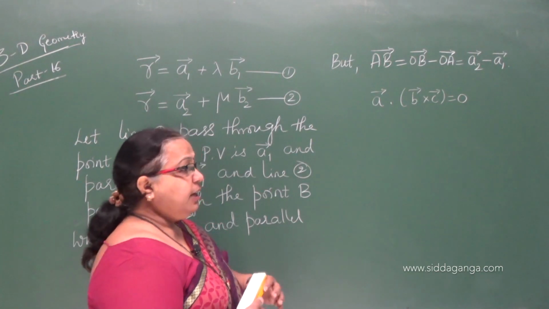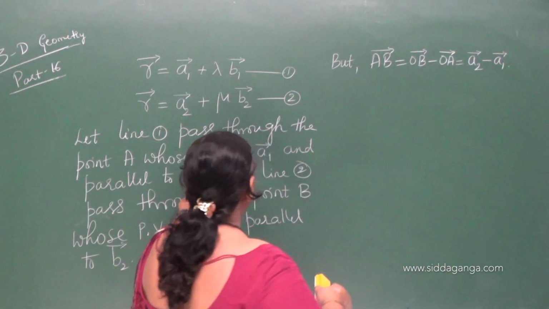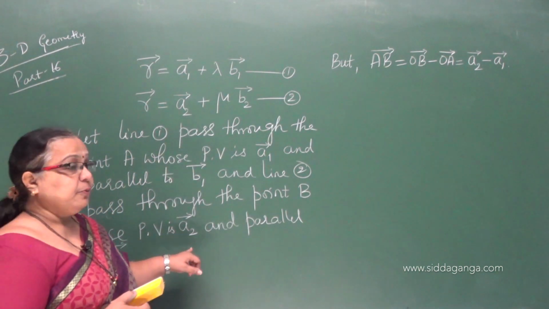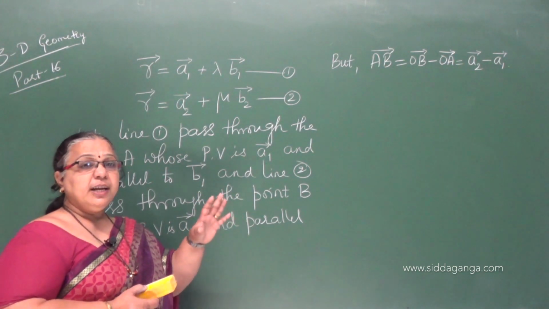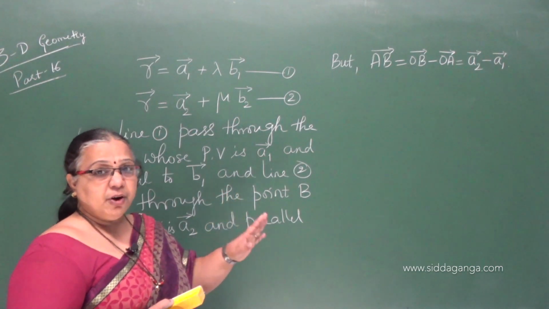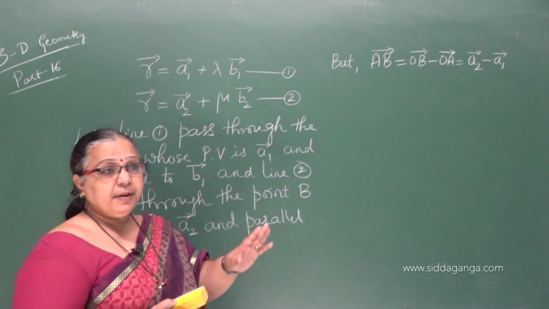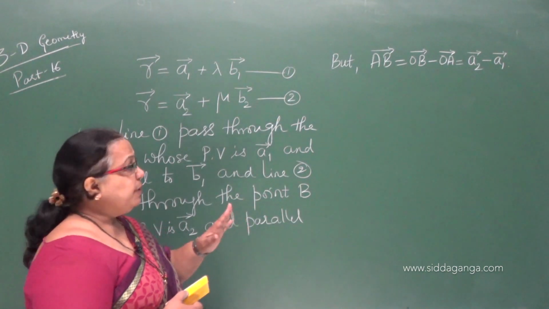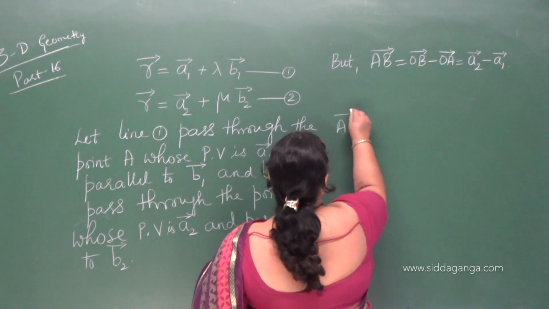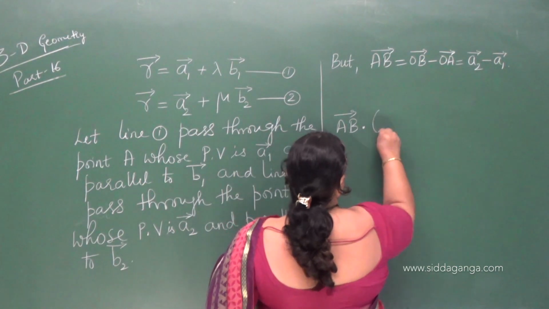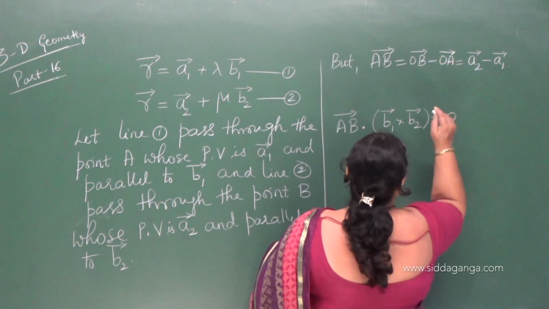Here also we have three vectors: one vector AB, another vector b1, and another vector b2. These three vectors lie in the same plane if and only if their scalar triple product is 0, which means vector AB dot the other two vectors, b1 vector cross b2 vector, is equal to 0.